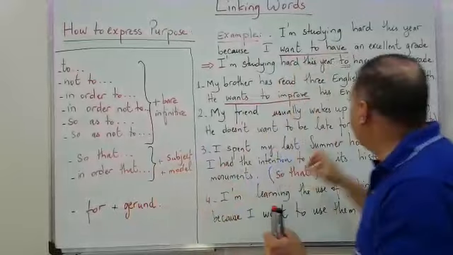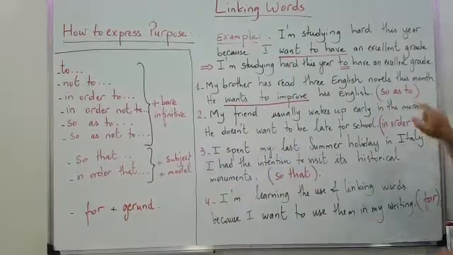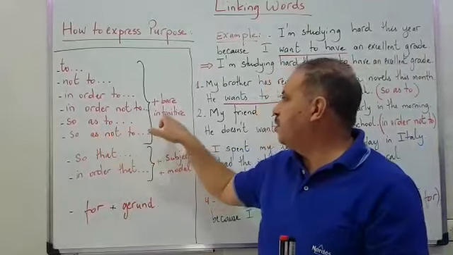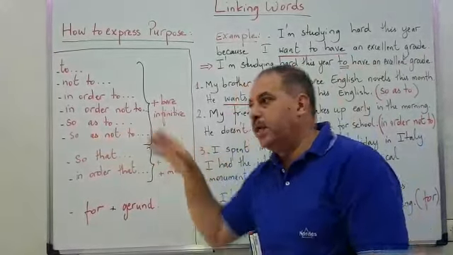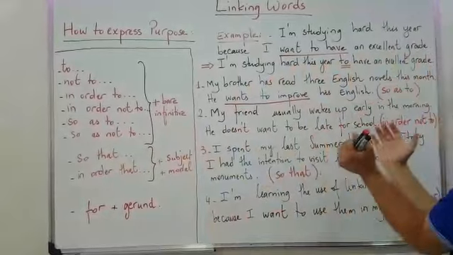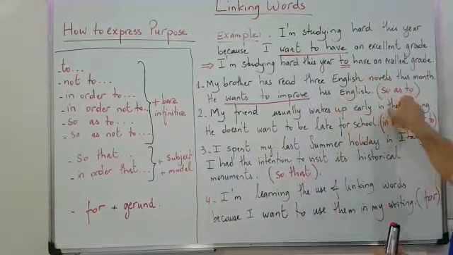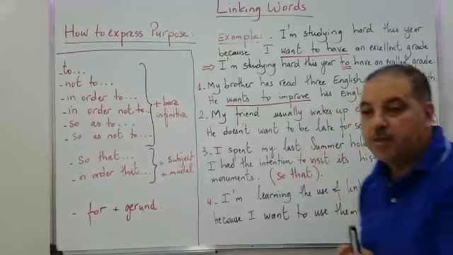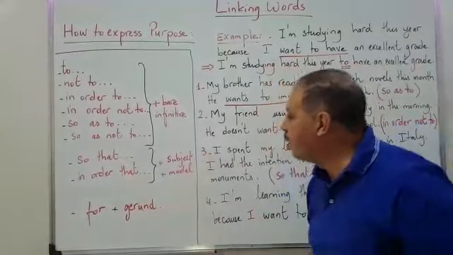Okay. So they give us this linker so as to. Where is so as to? Here is so as to. It is followed by a bare infinitive. So we have these two sentences, and they want us to link them by using this linker so as to, which is for purpose.